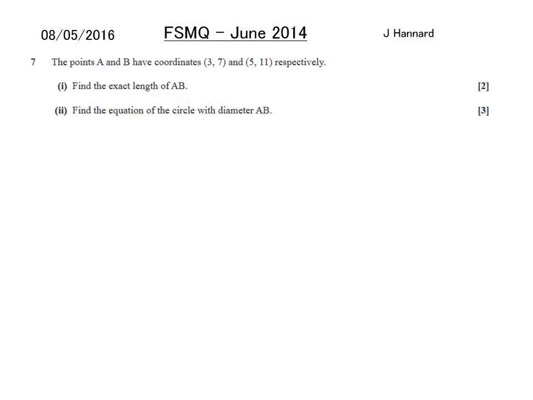Question 7. The points A and B have coordinates 3, 7 and 5, 11 respectively. Find the exact length of AB. So it's back take back squared added to front take front squared and rooted. If you don't understand that, there's also a lesson on the channel, which is that root 20 or 2 root 5.